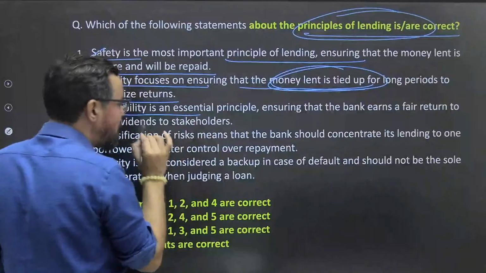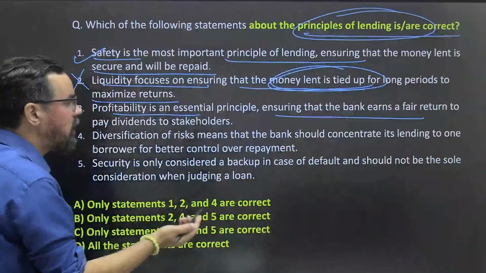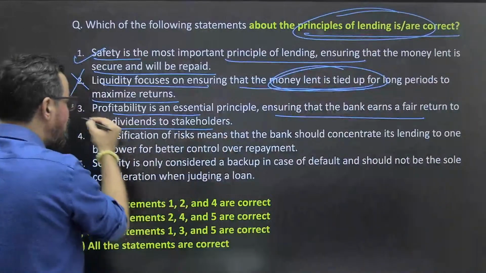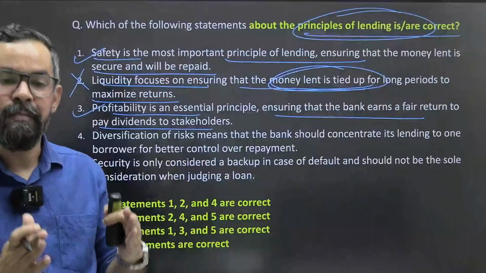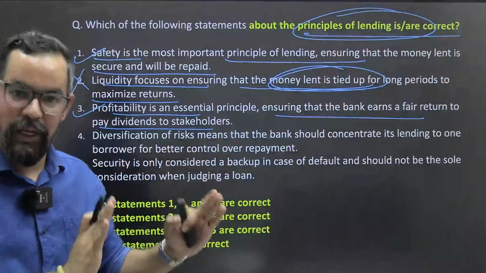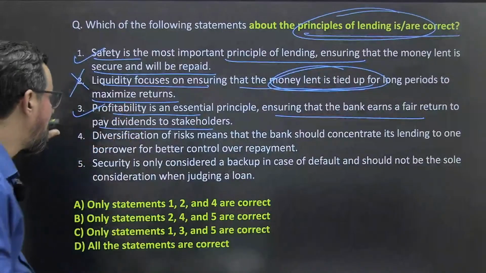Profitability is an essential principle ensuring that a bank earns a fair return to pay the dividend to stakeholders and other things also. So we have to make a balance between solvency as well as liquidity. That is the end goal of ALM, asset liability management and all.